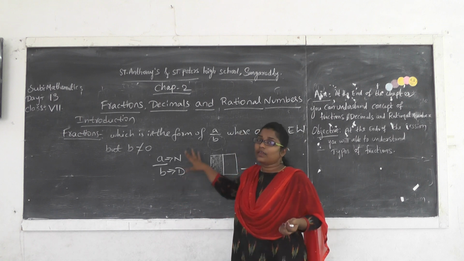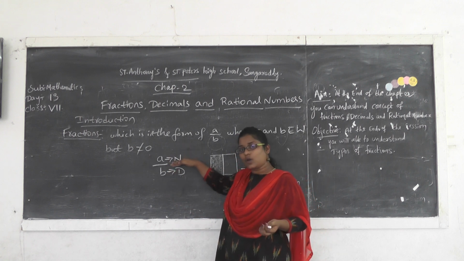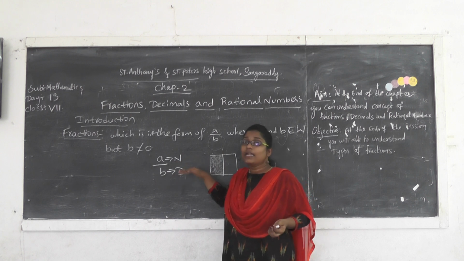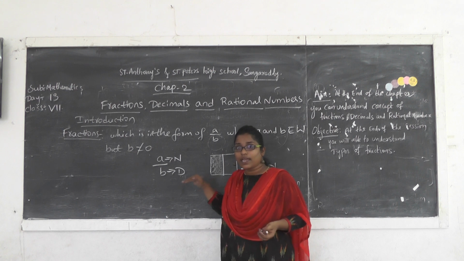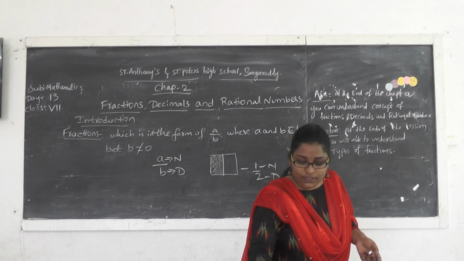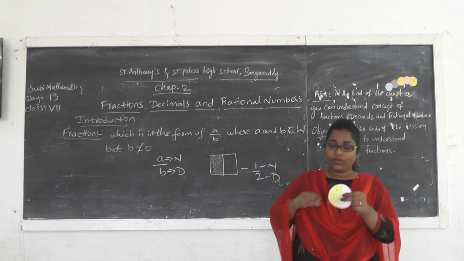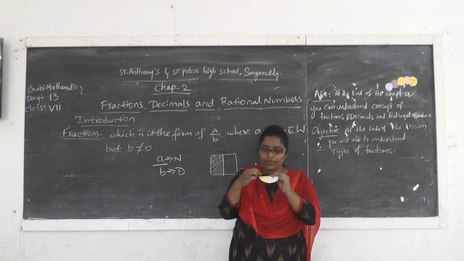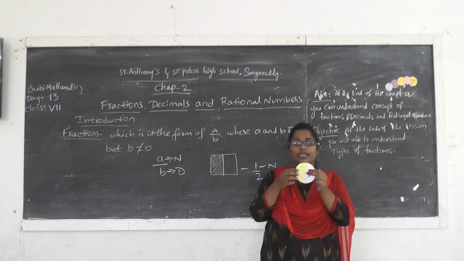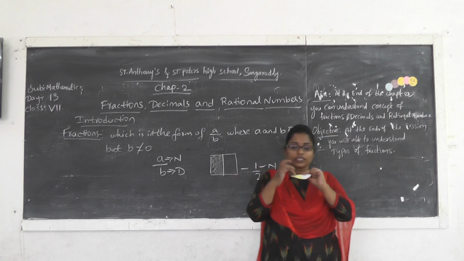Here, in a by b, a is called the numerator and b is called the denominator. Understand? A is called the numerator, b is called the denominator. If you see here, one is a circular object. One part is shaded with yellow color and one part is shaded with white color.